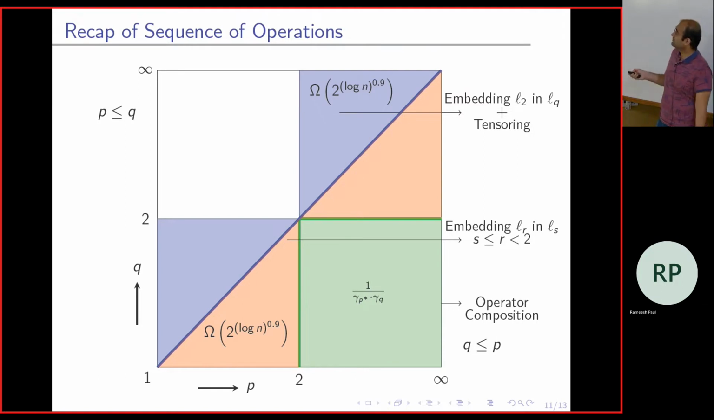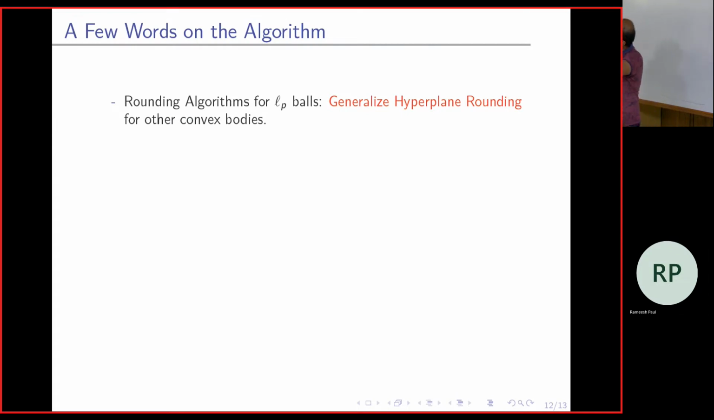So that's the overview of the hardness. Let's get into the algorithm. We want to do something like an infinity to 1 Grothendieck rounding algorithm. So Grothendieck did it for infinity to 1, and that uses hyperplanes in crucial ways, actually inspired by Gomez in some sense, for the analysis of this.